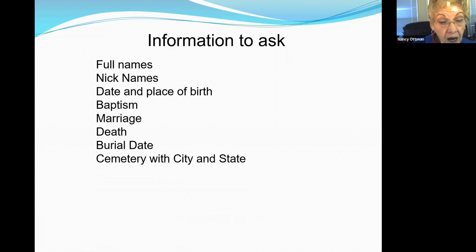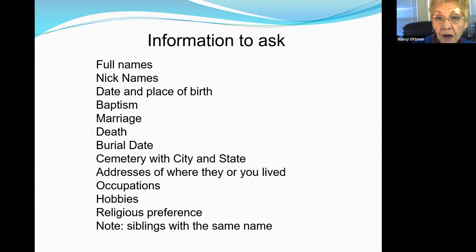We also want to ask about death records, burial locations, and cemeteries with the city and state. There are so many cemeteries that have the same name, so it's important to get the city and state as well. And then addresses of where those relatives lived or may have lived, their occupations, hobbies, religious preferences, and note siblings with the same name. We Germans sometimes, as a child would become deceased, would then name the next child of the same gender with that same name. So it's real important that you note if you have siblings with the same names.